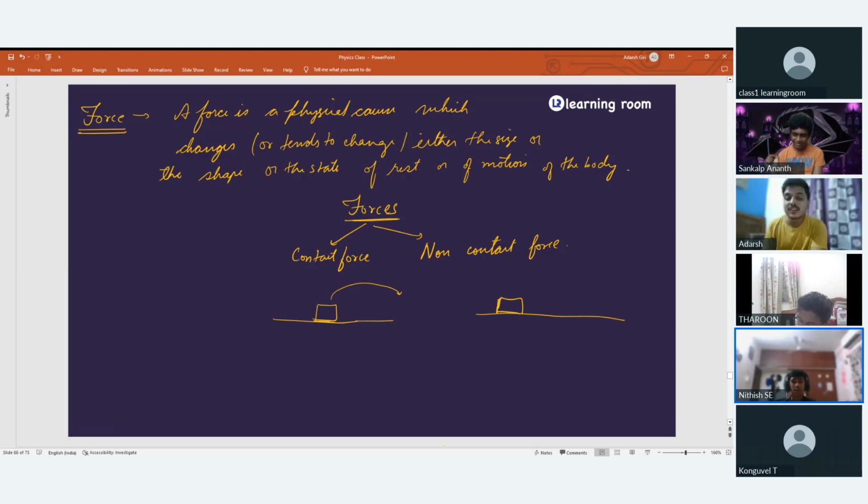So, if I want to push something to go there, that is contact force, using our hand. Non-contact force: if it's light, blow it. If it's not light, I don't know. Push it by my hand, telekinesis.